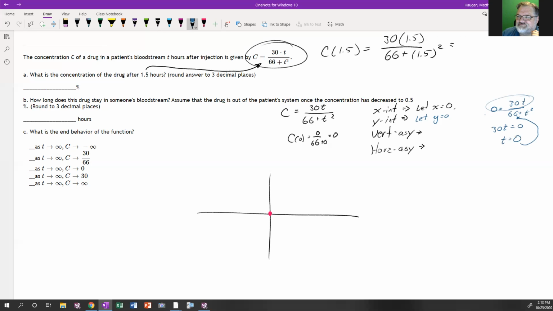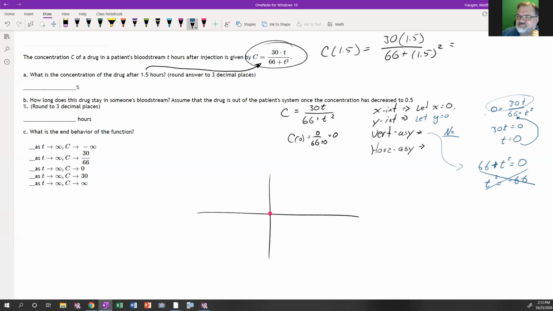Great. Vertical asymptotes. Where do vertical asymptotes happen? Vertical asymptotes happen when your denominator is 0, or at least they have a potential of happening when your denominator is 0, as long as it's not also a 0 of the numerator. So we let the denominator equal 0, so we get t squared equals negative 66, and we know t squared can never equal a negative. So no vertical asymptotes. All right, not the most exciting so far.